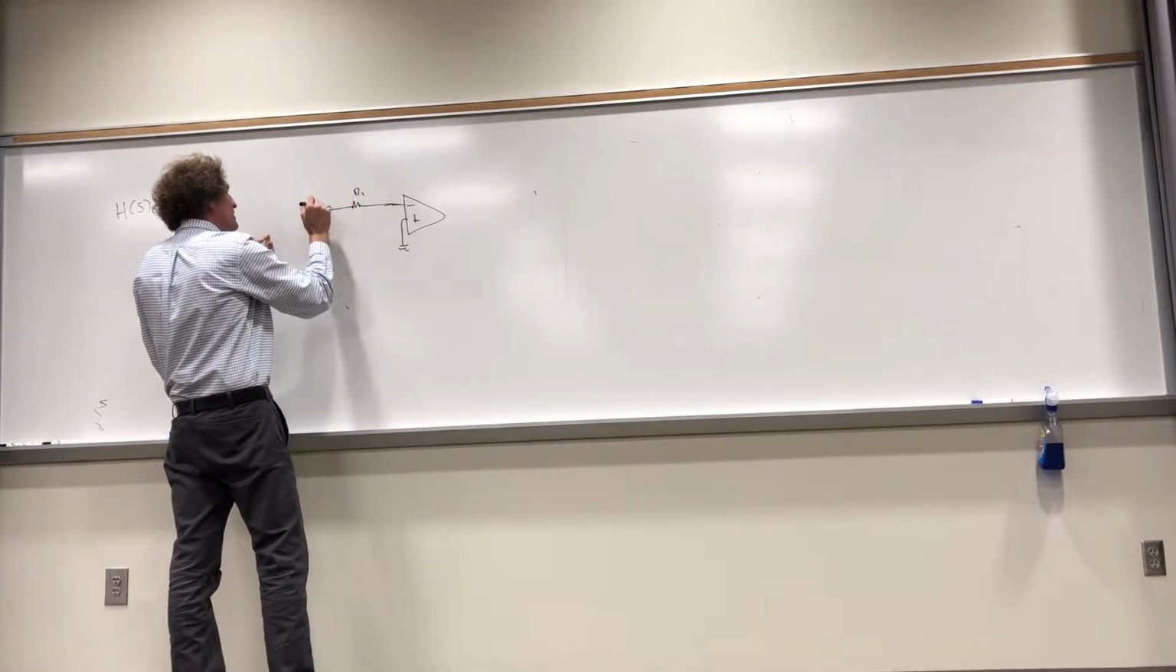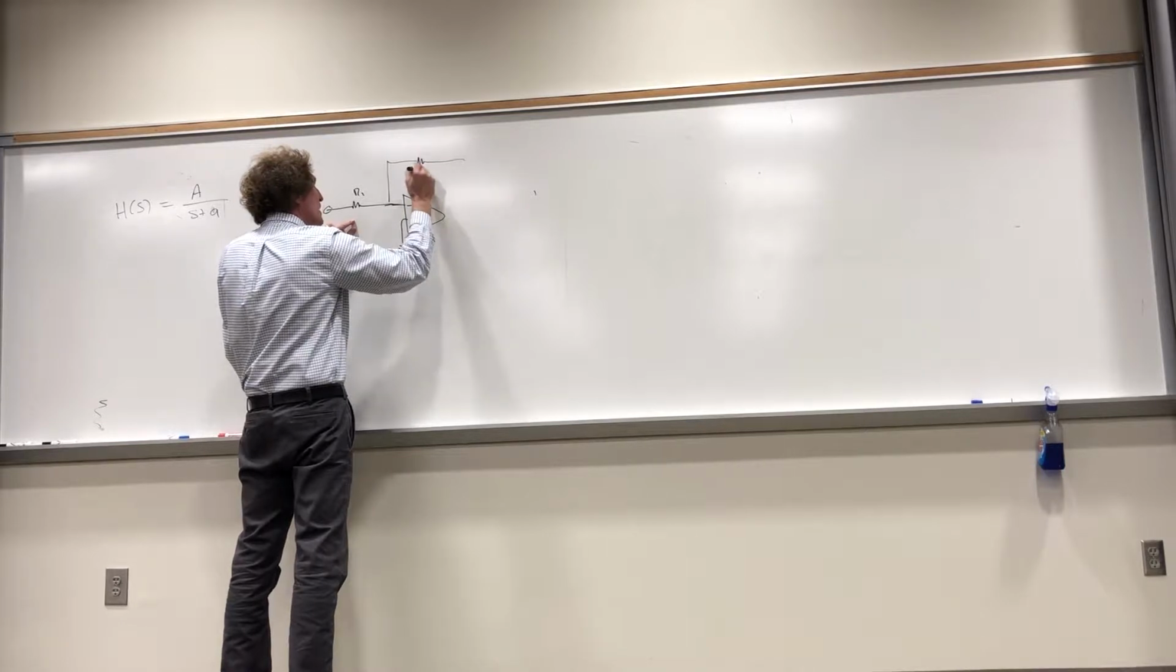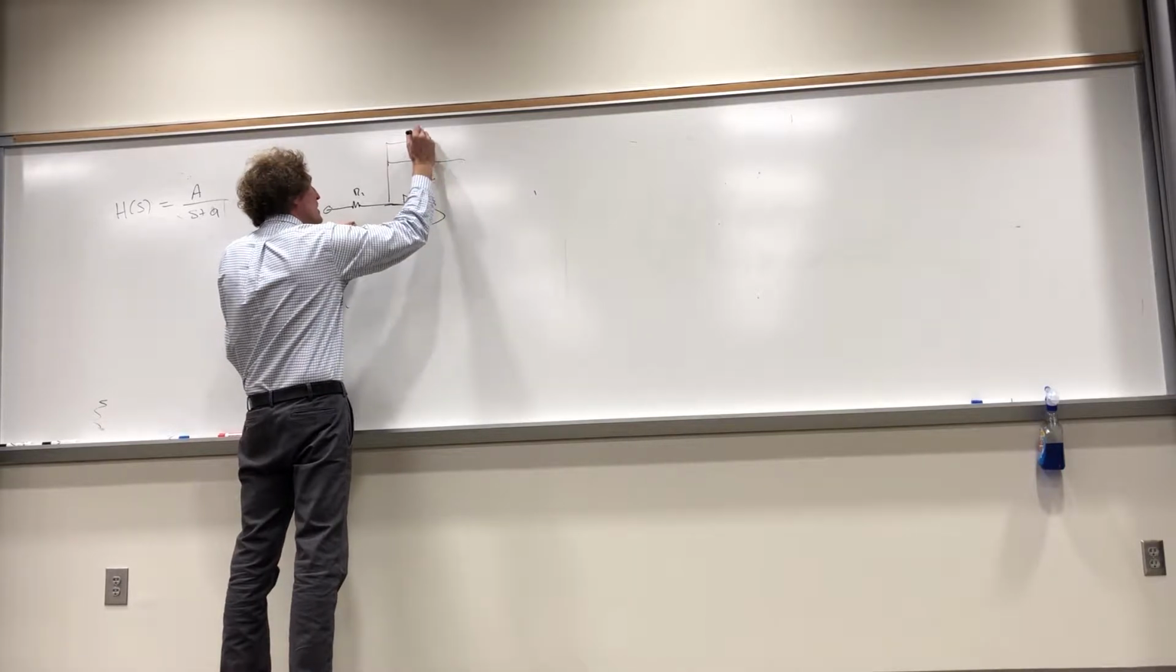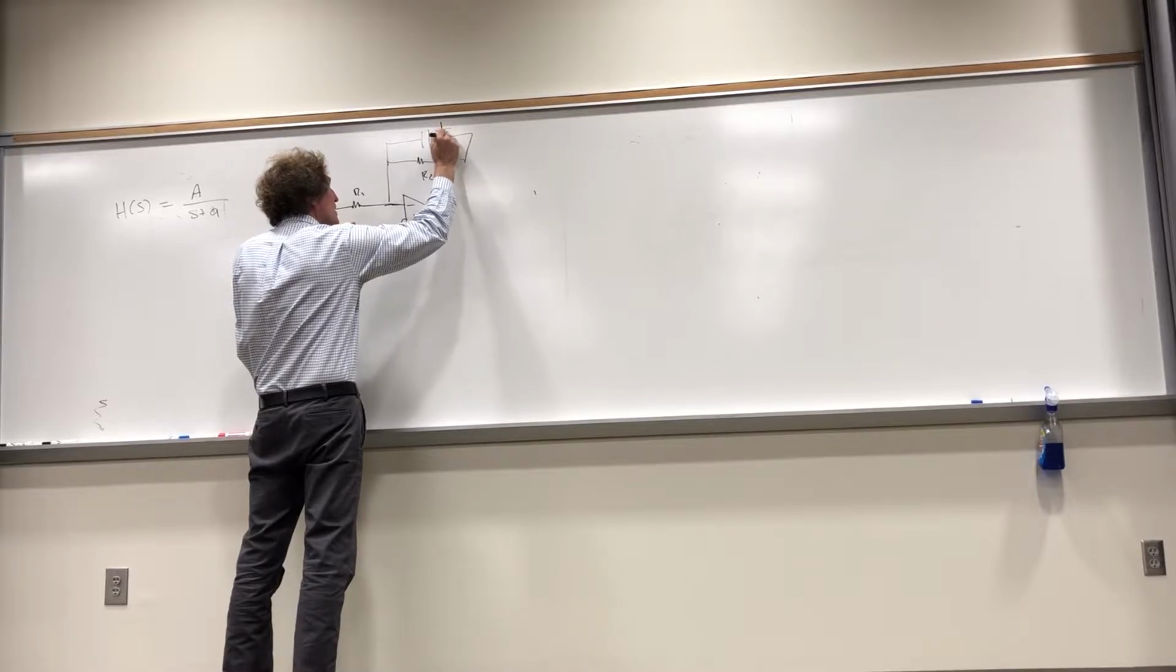Here's my VN, and then up here I'm going to put two values. I'm going to put R2, and I'm going to put C right here, which means the impedance of that is 1 over CS. Let me just put that in there right now.